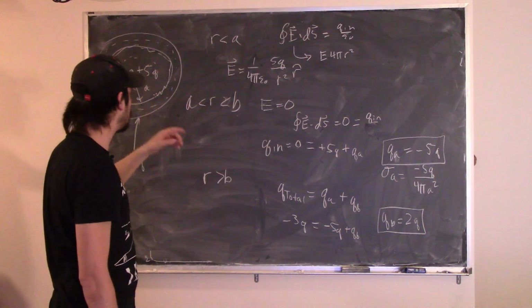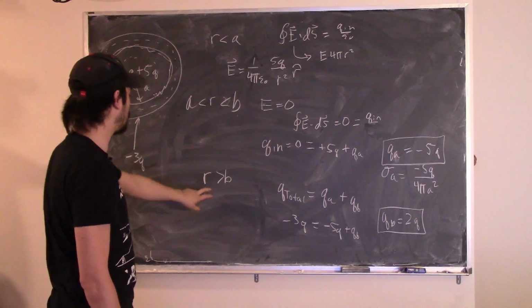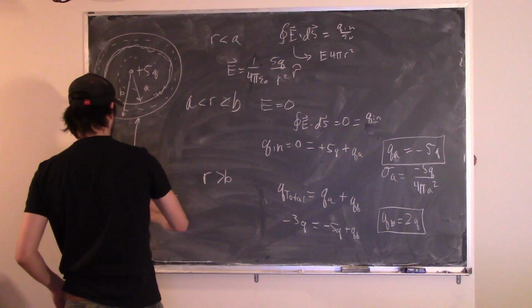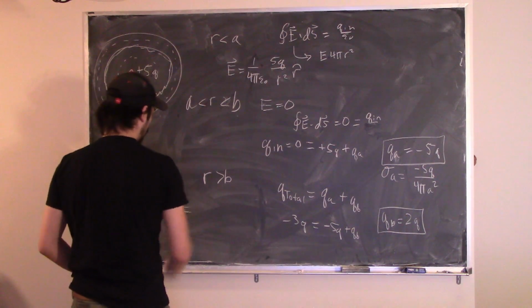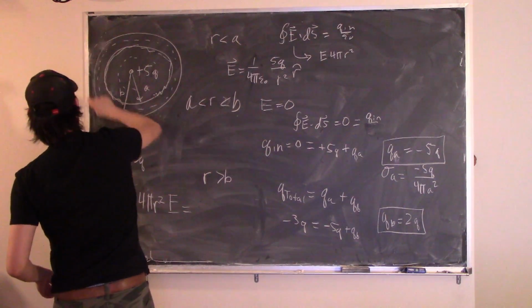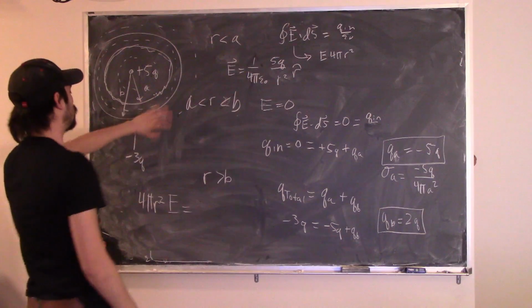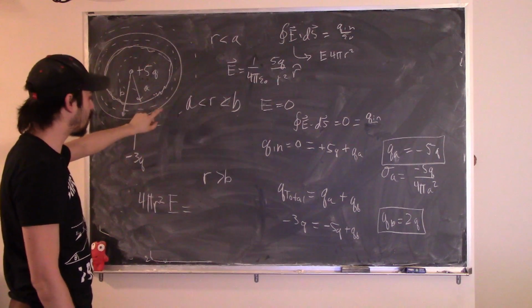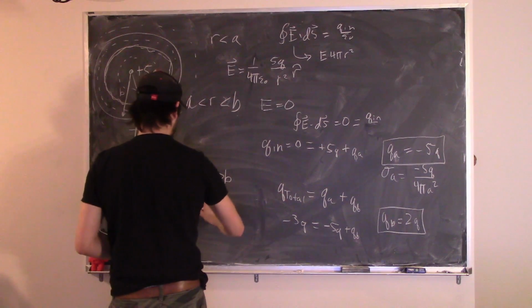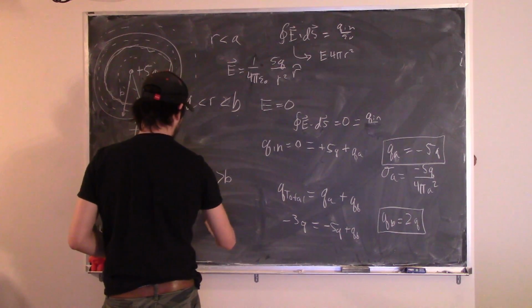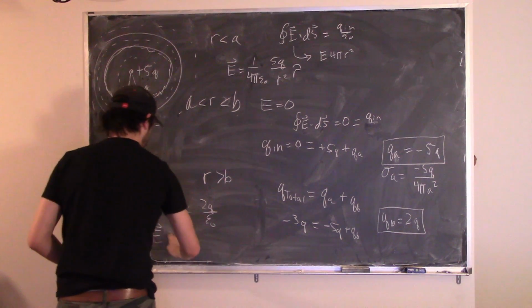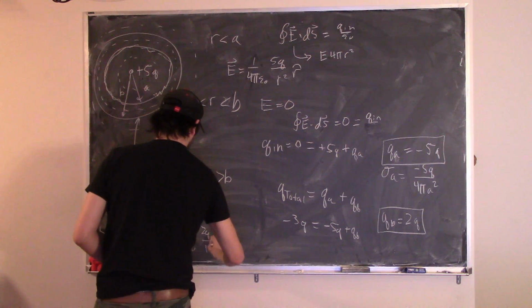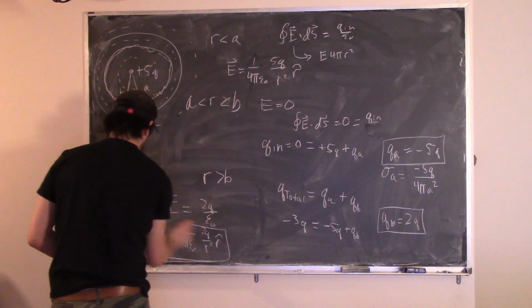Okay. Now, the last thing that we need to do is find what the electric field is in the region r greater than b. So this is going to say that 4 pi r squared times E is going to be equal to Qn divided by epsilon naught. So here's our Gaussian surface. Qn is just the total charge that's inside here, and so that says that this is going to be the 5Q minus the 3Q on the conductor. So that's going to say that this is going to be 2Q divided by epsilon naught, and so E vector is going to be equal to 1 over 4 pi epsilon naught, 2Q divided by r squared, times r hat.